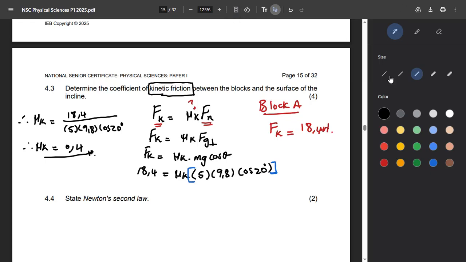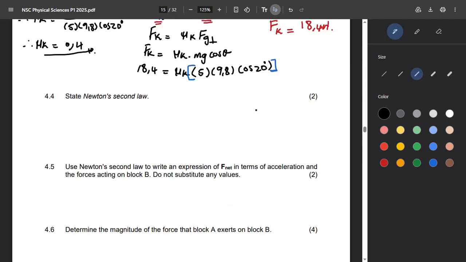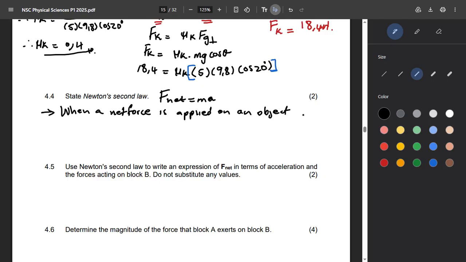State Newton's second law in words. So Newton's second law, that's F net equals m a net. That's Newton's second law. So you can stay looking at that formula. So we're going to say when a net force is applied on an object, what will happen to the object?